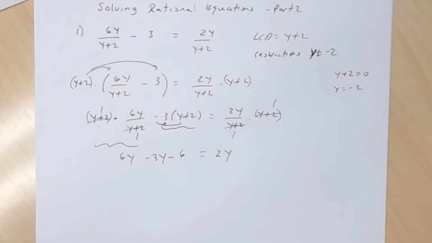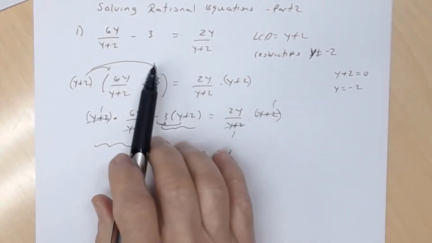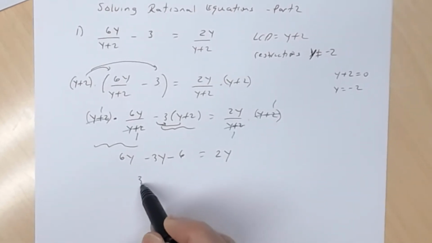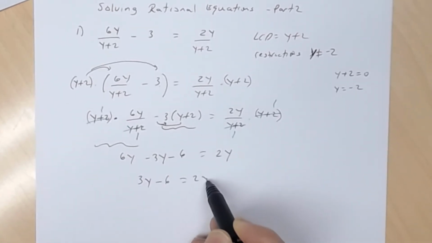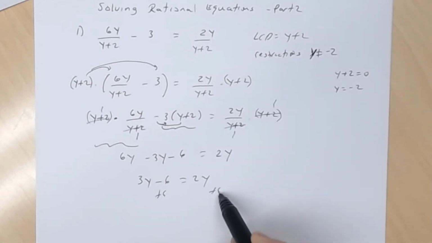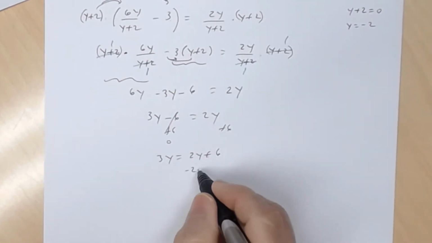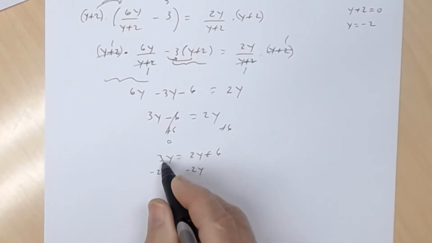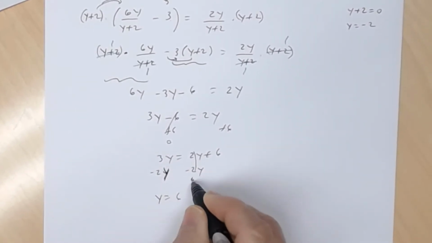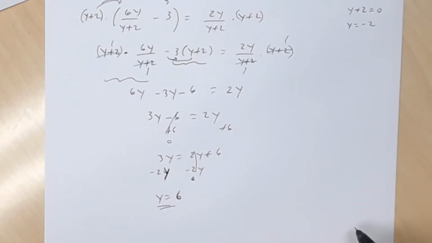Okay, now let's go ahead and combine like terms. Now notice I went from a rational equation to a linear equation. Combine like terms. 6y minus 3y is 3y minus 6 equal 2y. And then I'm going to go ahead and add 6 to both sides. So I get 3y equal 2y plus 6. And then subtract 2y. I want you to see what happens. I get 3y minus 2y is y equal 6. Okay, so y equals 6.